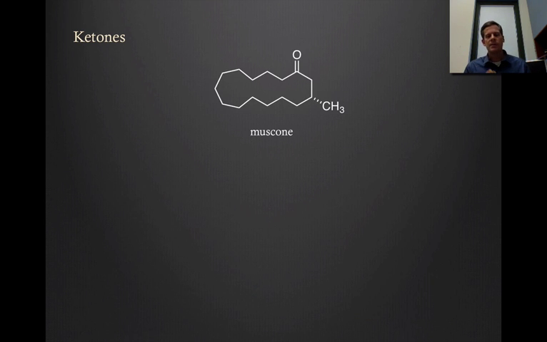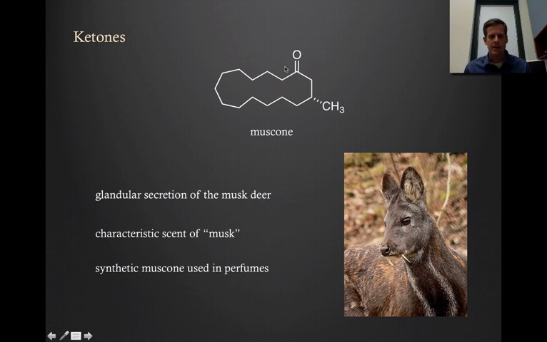You can have other types of cyclic ketones, so very large rings. This is an example of a large, I believe it's a 15-membered ketone called muscone, right? So it's just a big ring, and then it's got a stereocenter, and then there's the ketone. And this actually turns out to be naturally produced. It's a secretion of the glands of the musk deer. And so this is a picture of a certain species of musk deer.